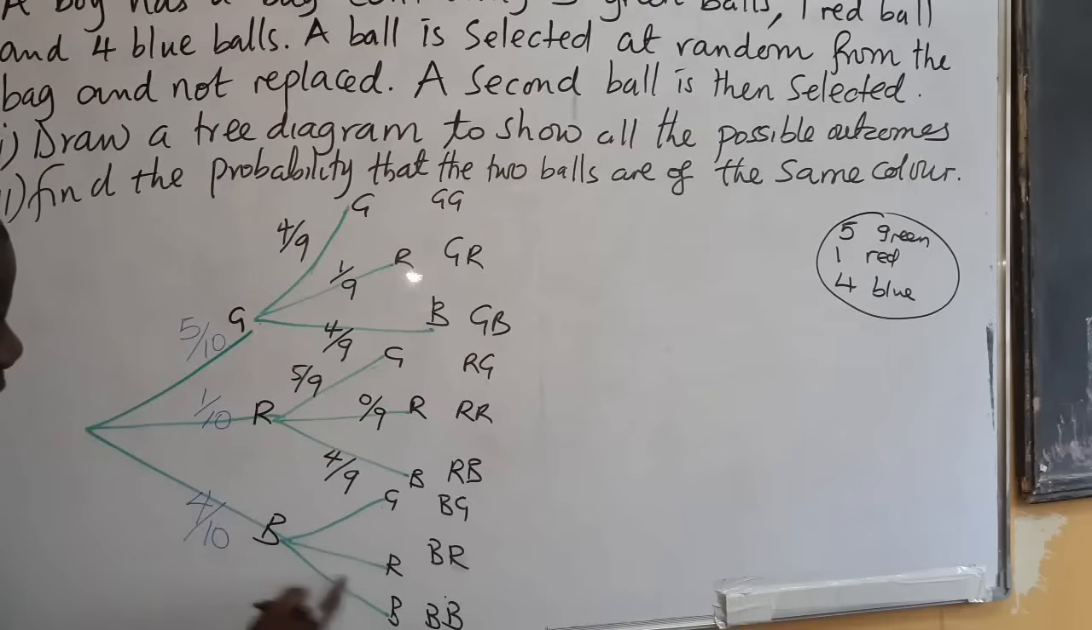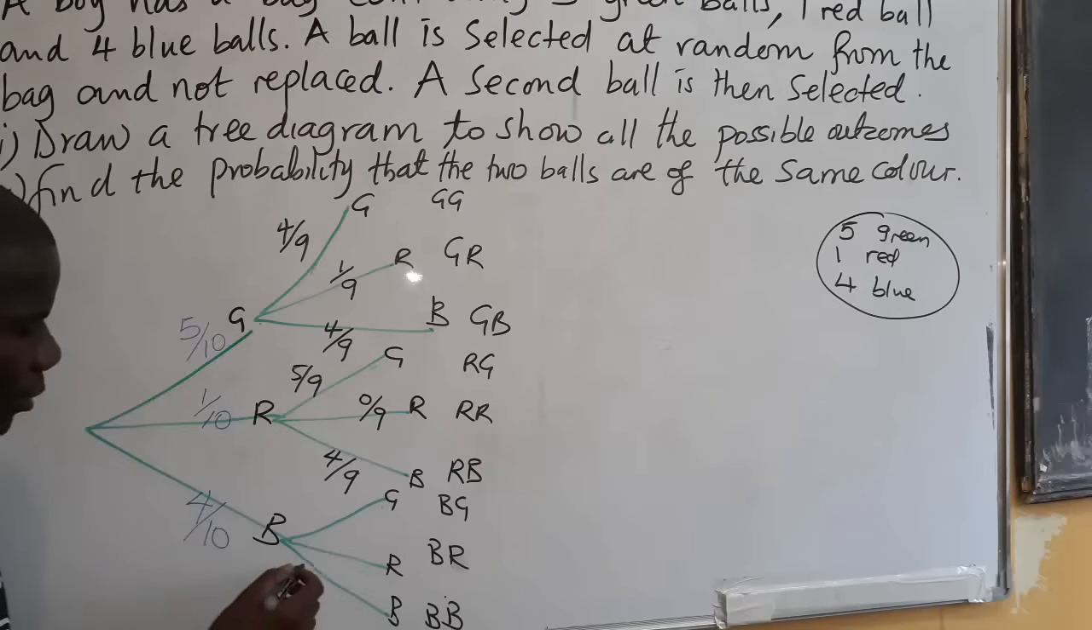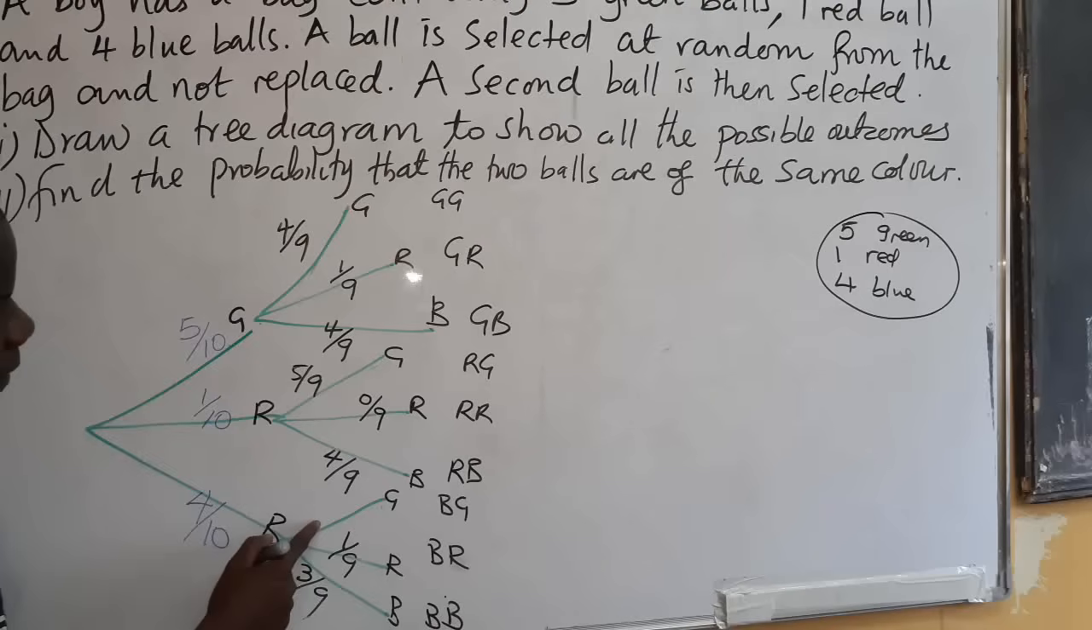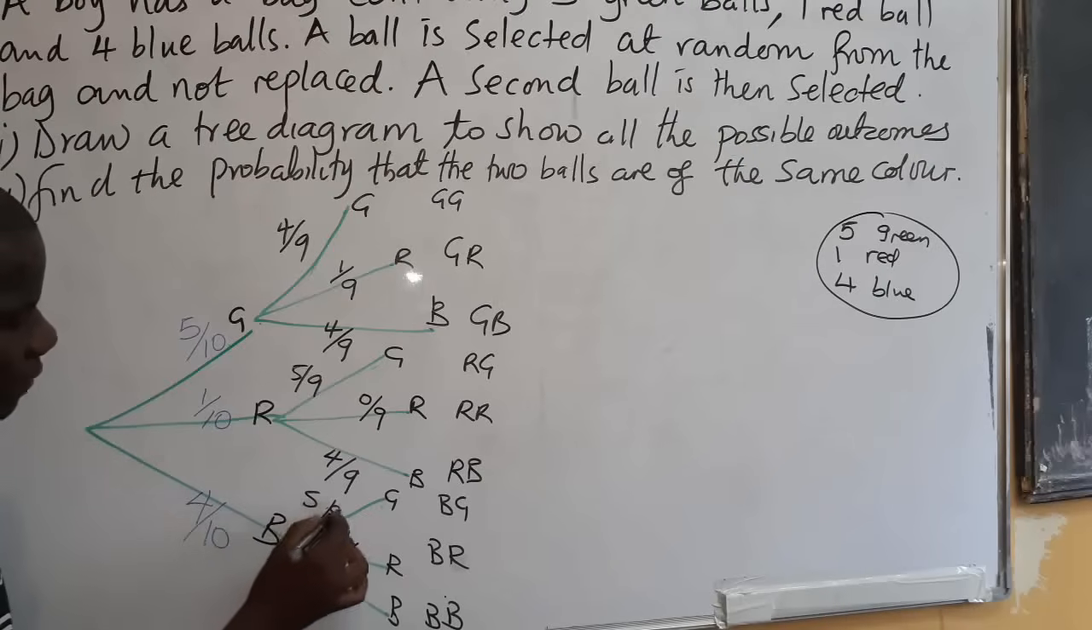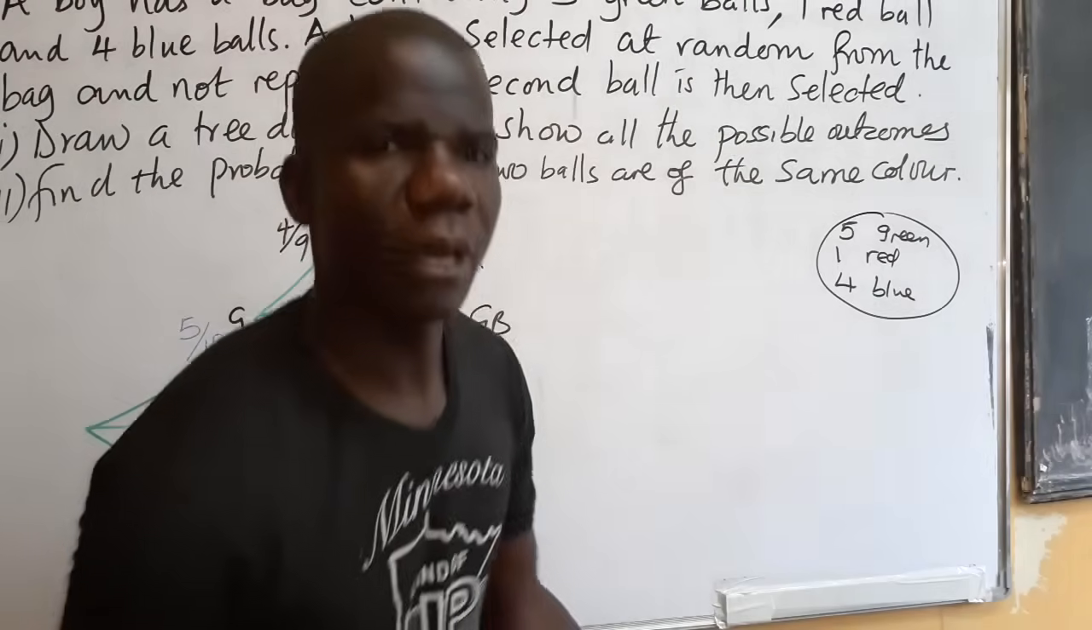Then when we come to this one, if the first ball drawn was a blue ball, what is the probability that the second one is also blue? The blue reduces from 4 to 3, so it will be 3 over 9. The total also reduces. Red will still be at 1 over 9, and the green still at 5 over 9. So this is what we are expecting now.